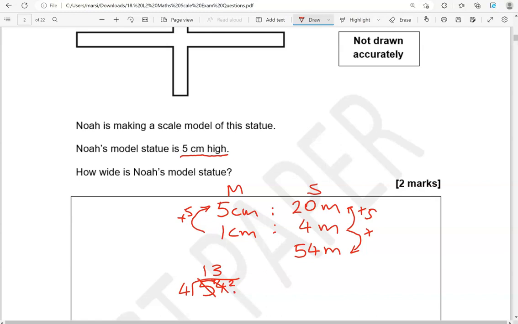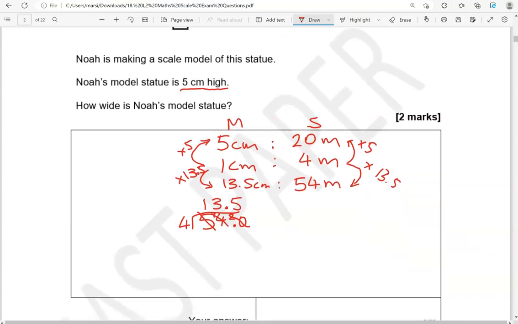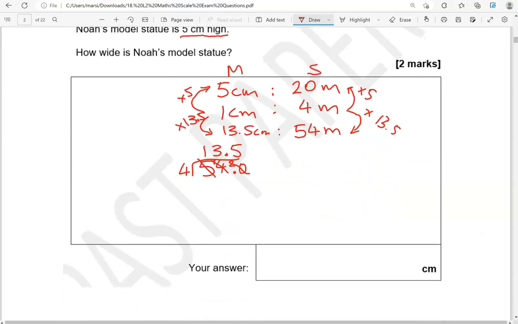We're finished with the digits, so put a decimal point here and in the answer, and we can add a 0 as well. How many 4s into 20? That's exactly 5. So that's 13.5. So we'll do the same here. 1 times 13.5 gives us 13.5 centimeters. So that's how wide the model will be, 13.5 centimeters.